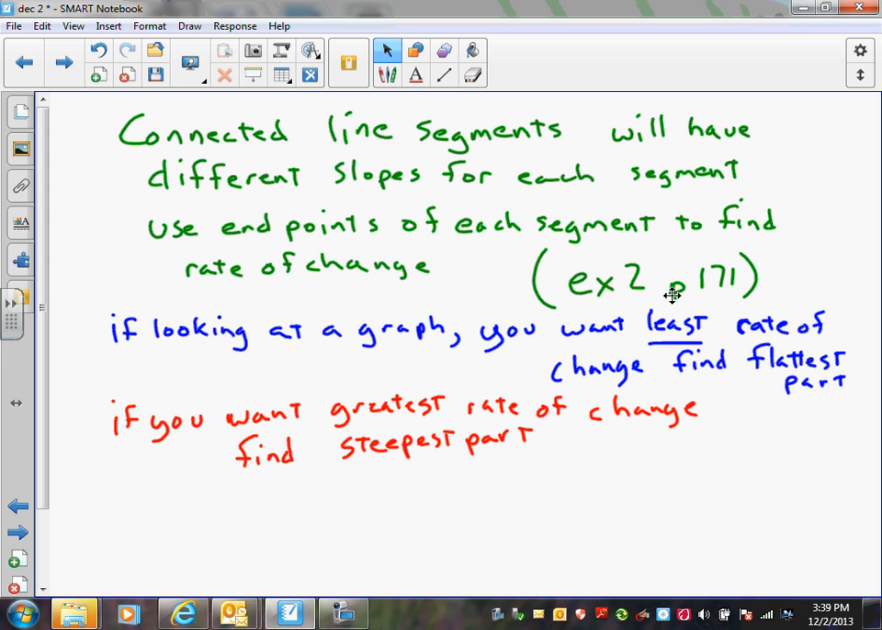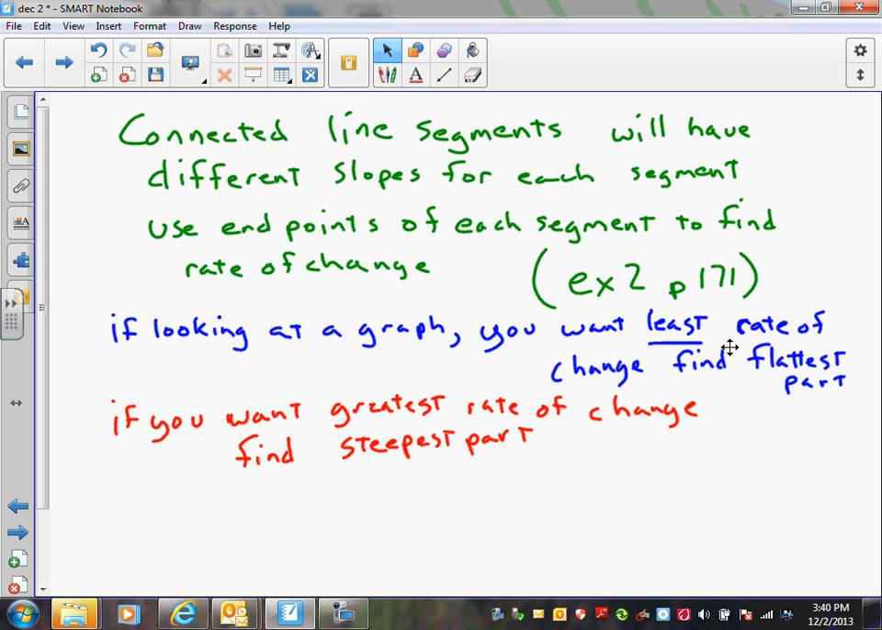Now, example 2 on page 177. I'm not going to draw you a picture, but you've got connected line segments. And each segment will have a different slope. So you use the endpoints of each segment. You find the one on the left and the one on the right, get your x and y coordinates, and you use them to find the rate of change. Now each segment will have its own rate of change, so you're going to have to do that for each segment.